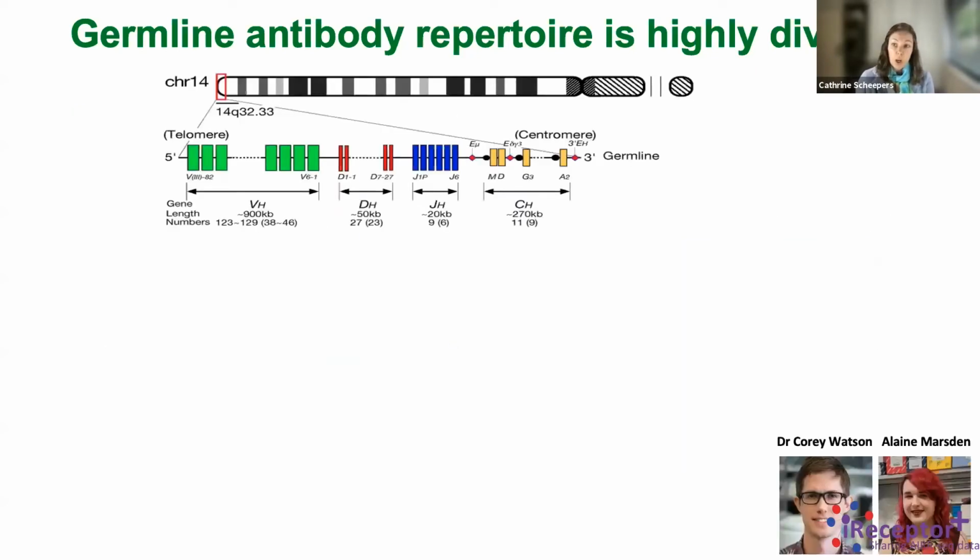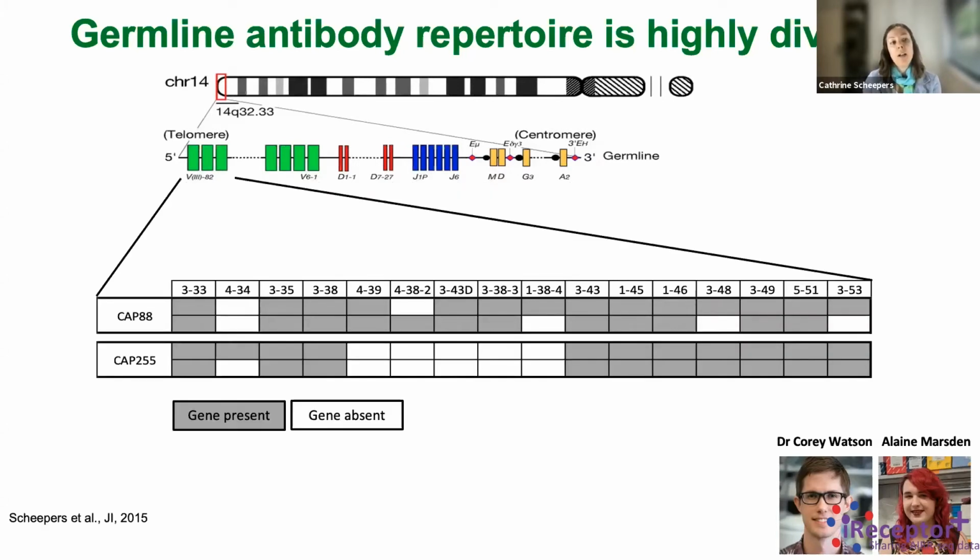We've done some work on this in individuals within South Africa, and I'm going to talk a little more about the cohort later. This work was done in collaboration with Corey Watson, and it's been done by a student of mine, Elaine Marsden. I'm just going to focus on the heavy chain and zoom into a part of it. What I'm showing here is a representation of 2 different donors. Each of the rows represents a different chromosome, and each of the columns represents a different gene.